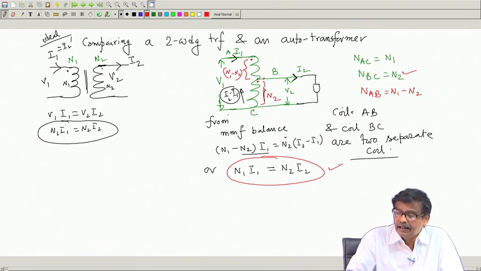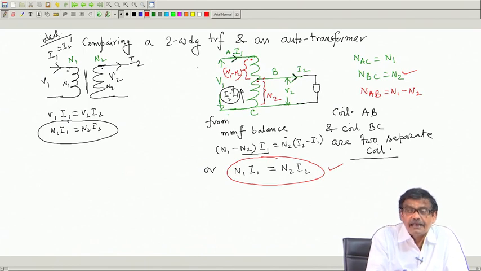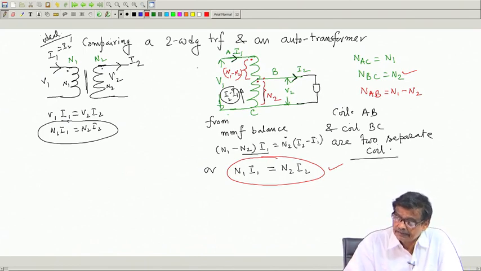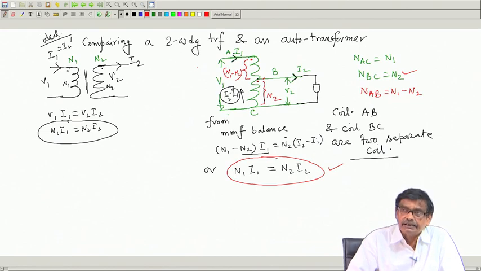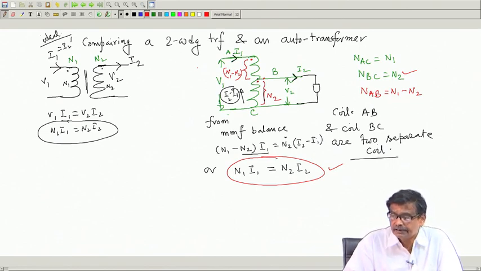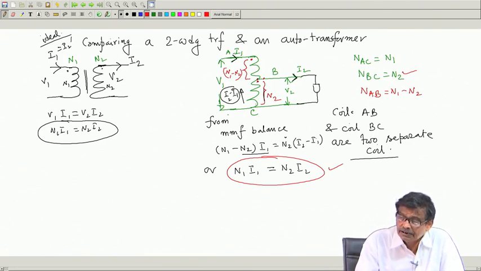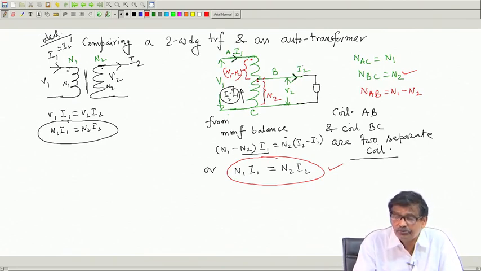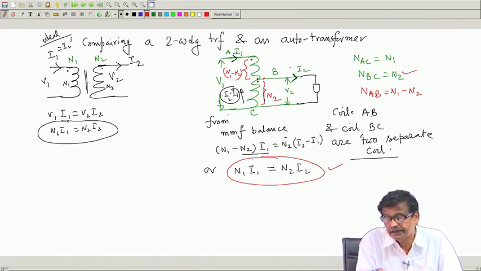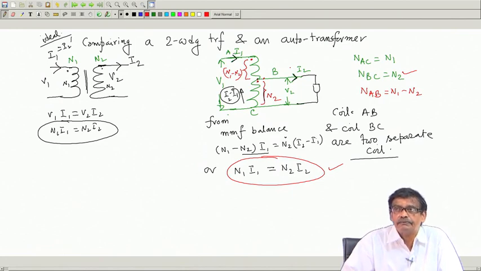What is the KVA? KVA rating is V 2 I 2 or same as V 1 I 1, same KVA, we must compare it, that is there. Now, after getting this, the interesting thing is that if you look at this portion of the winding BC, whatever current will flow is not equal to the I 2 current, secondary current, it is not. It is in fact the difference of these two currents.